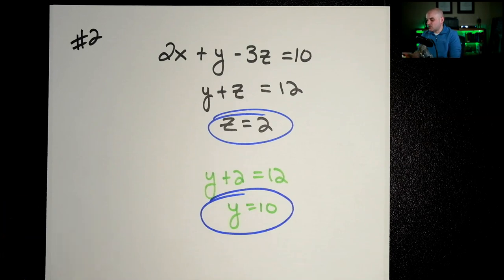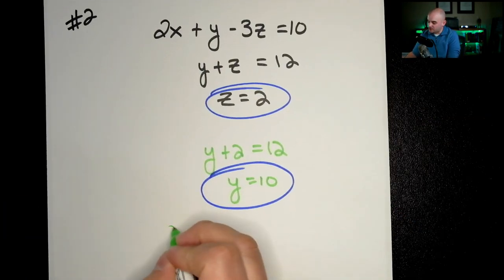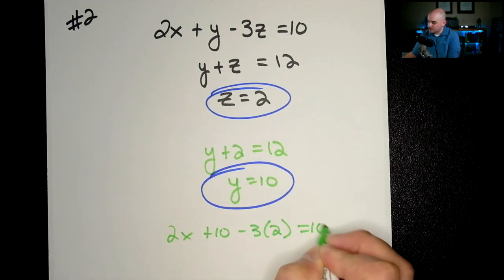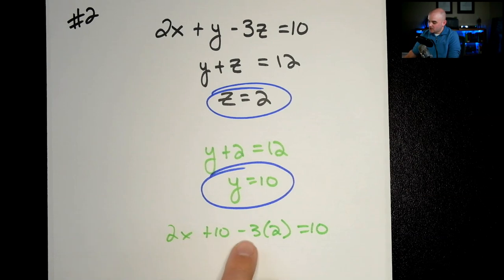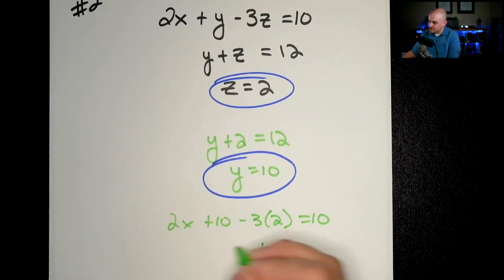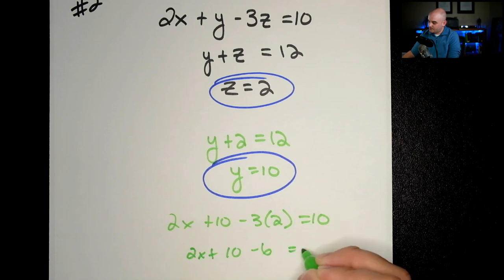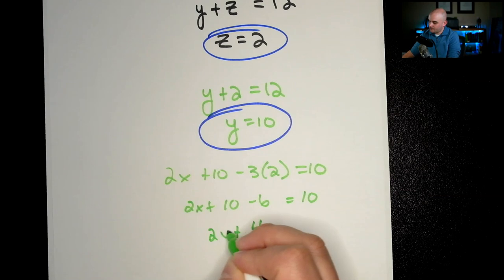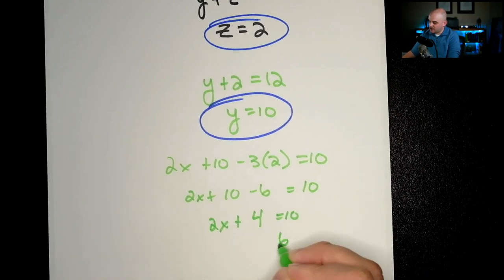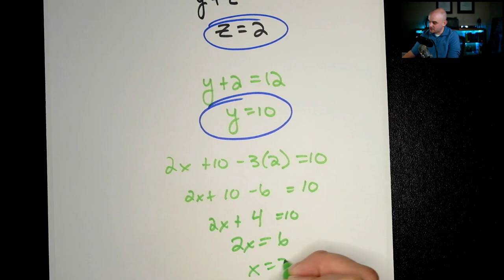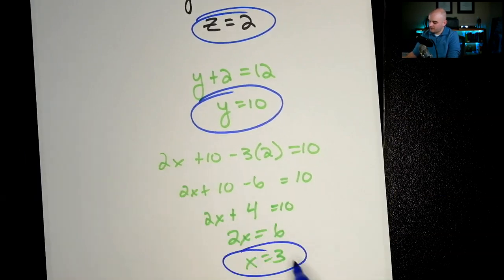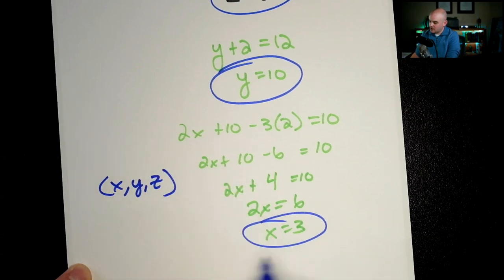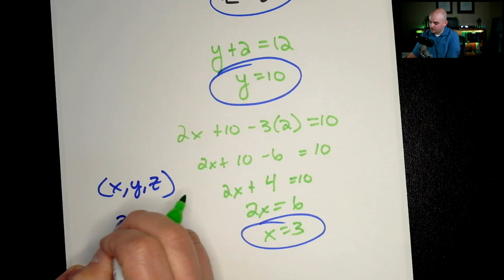And then I'm going to go back to equation 1 and put both of those into it. So I get 2 times x plus 10 minus 3 times 2 equals 10. Negative 3 times 2 is negative 6. And 10 minus 6 is 4. Subtracting 4 from both sides, I get 6 equals 2x, or x is equal to 3. And so I'm going to write this as an ordered triplet. And you get 3, 10, 2.